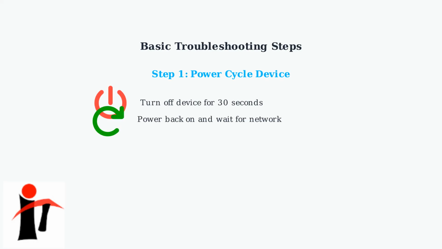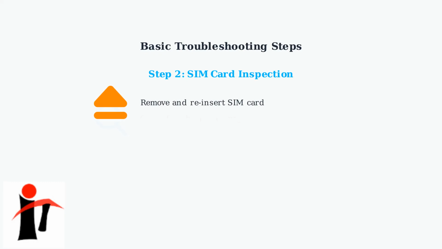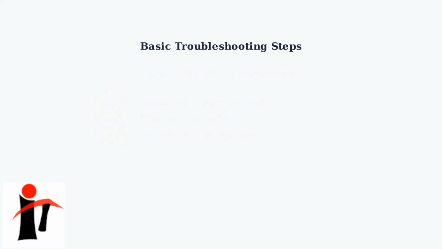Step 1 is to power cycle your device. Turn off your phone completely for 30 seconds, then power it back on and wait for the network to register. Step 2 involves inspecting your SIM card. Carefully remove the SIM card from your device and reinsert it, checking for any physical damage like scratches or cracks. Make sure the SIM card is properly oriented in the correct direction.